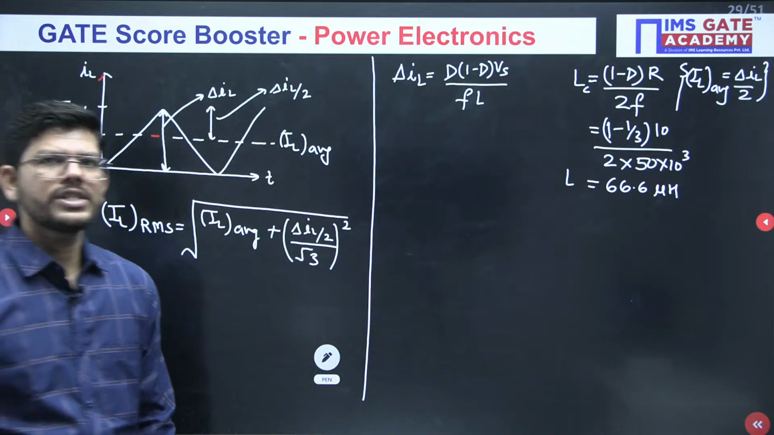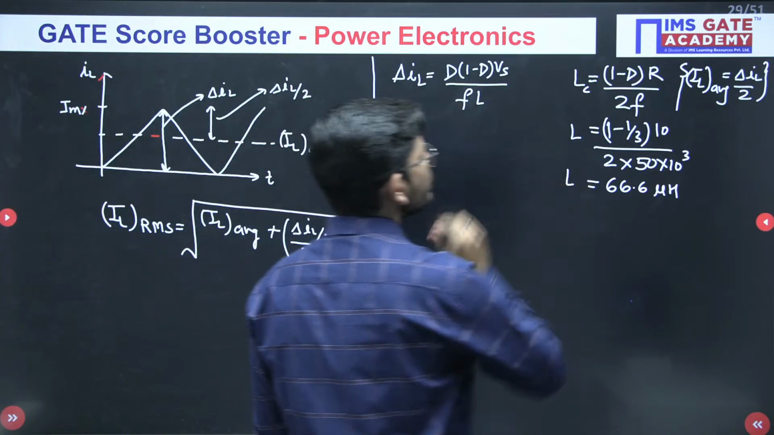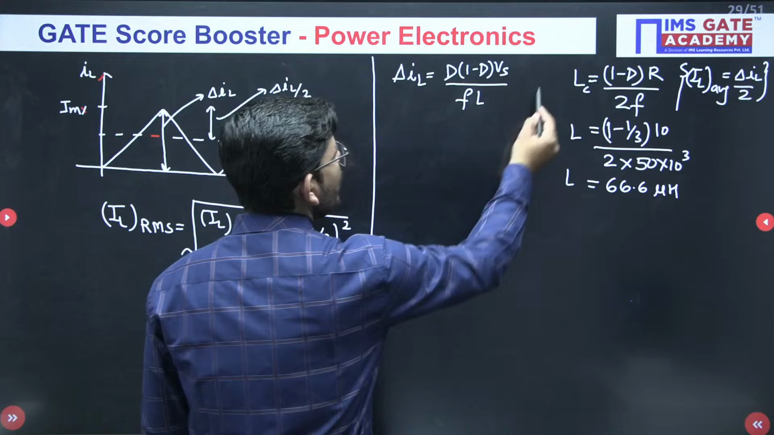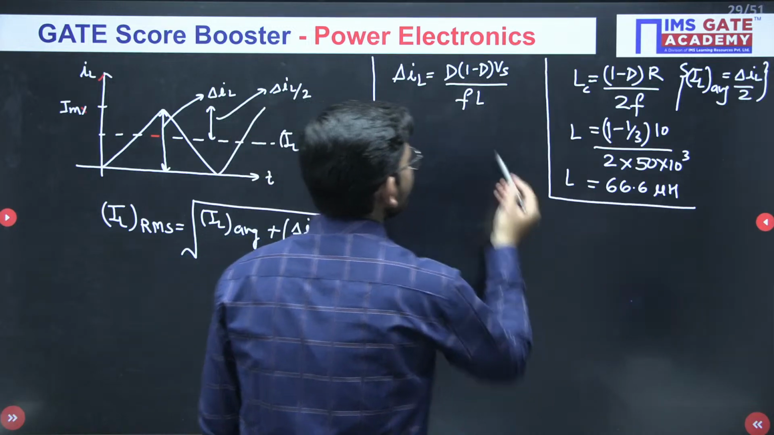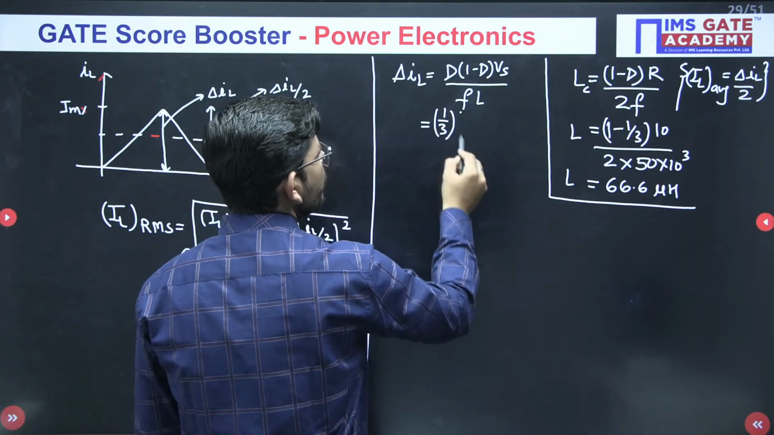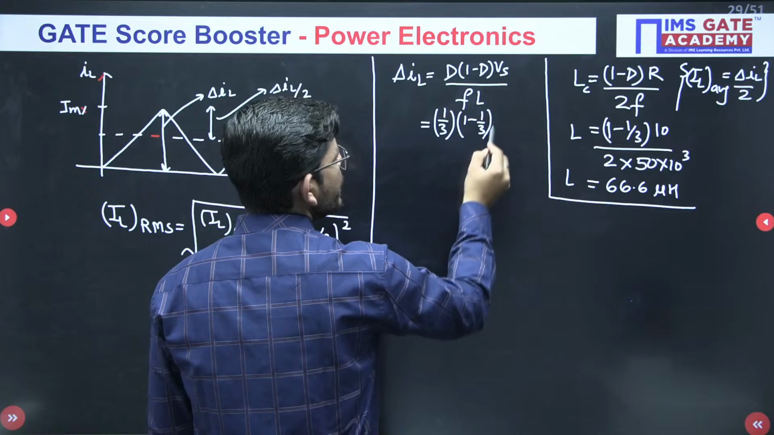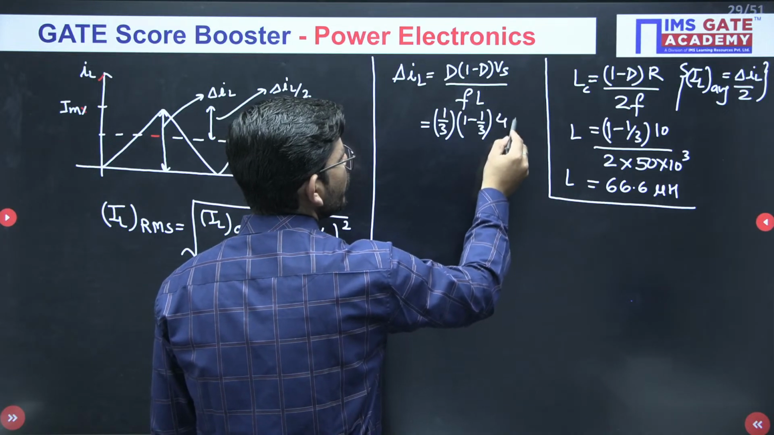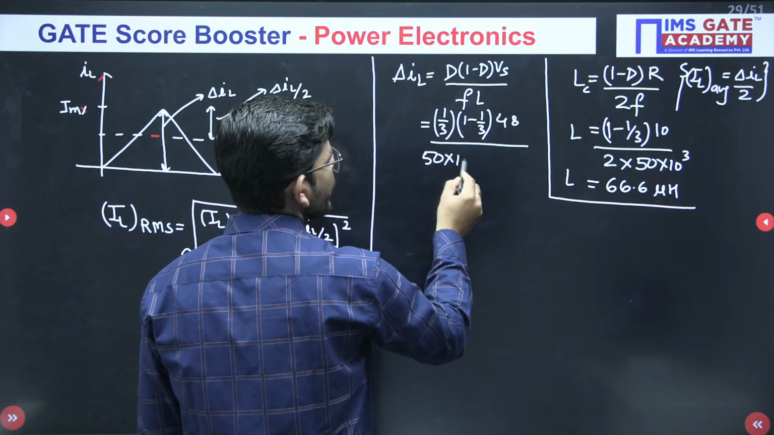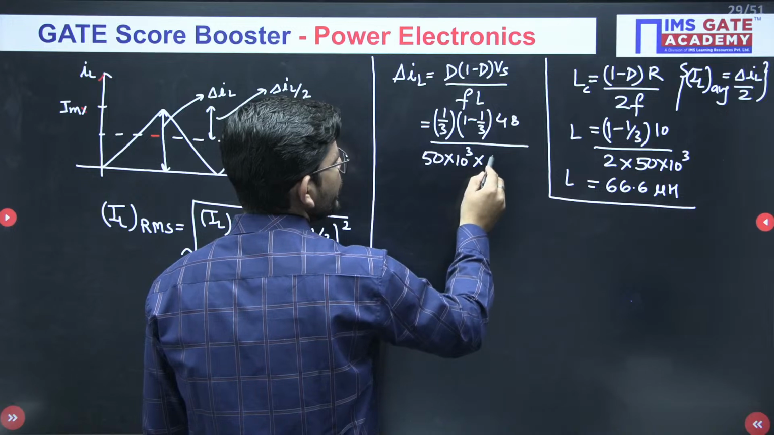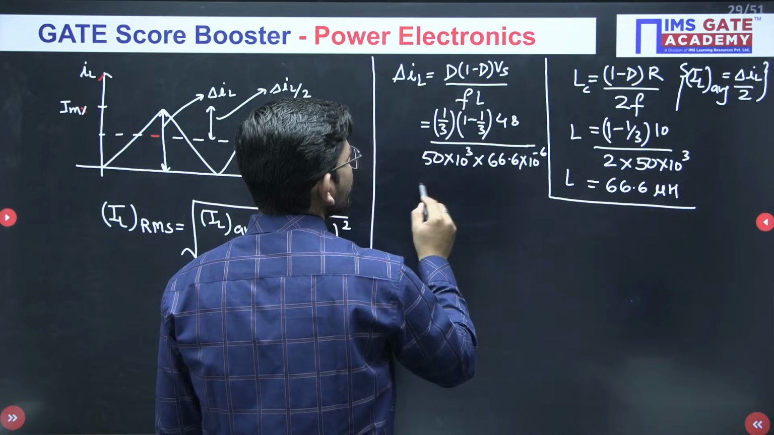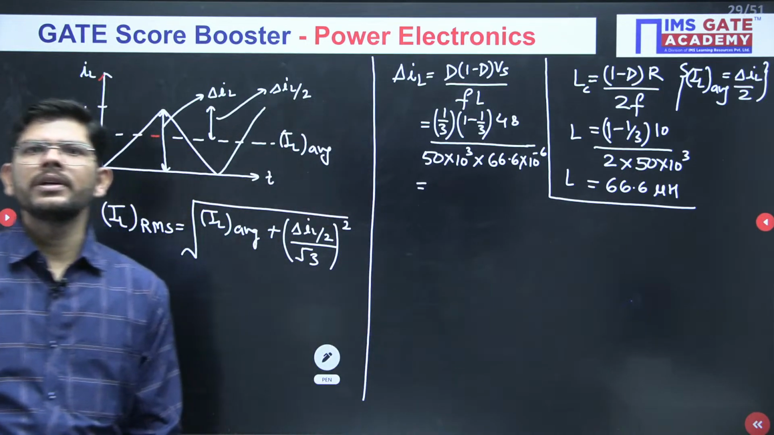Just cross check whether this is correct or not. Okay, this is what I have calculated, 66.6 microhenry. Now come back to this formula again and put the values of D, which is 1 by 3. 1 minus D will be 1 minus 1 by 3. Vs is 48 volt upon frequency 50 kilohertz. And what is the value of L? 66.6 microhenry.